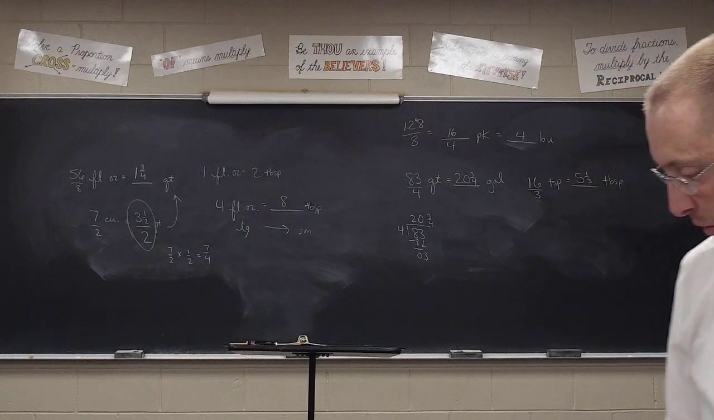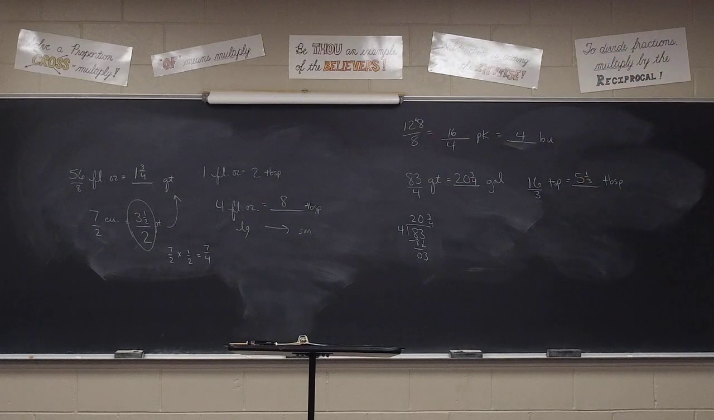8 pecks. How many bushels do we have? Kirsten. Oh, which question are we on again? Pay attention. Number 19, 8 pecks. How many bushels? 2. Number 20, 16.25 gallons. How many quarts, Michael? 65. 65 quarts when we multiply by 4. Good job with a mixed number there.